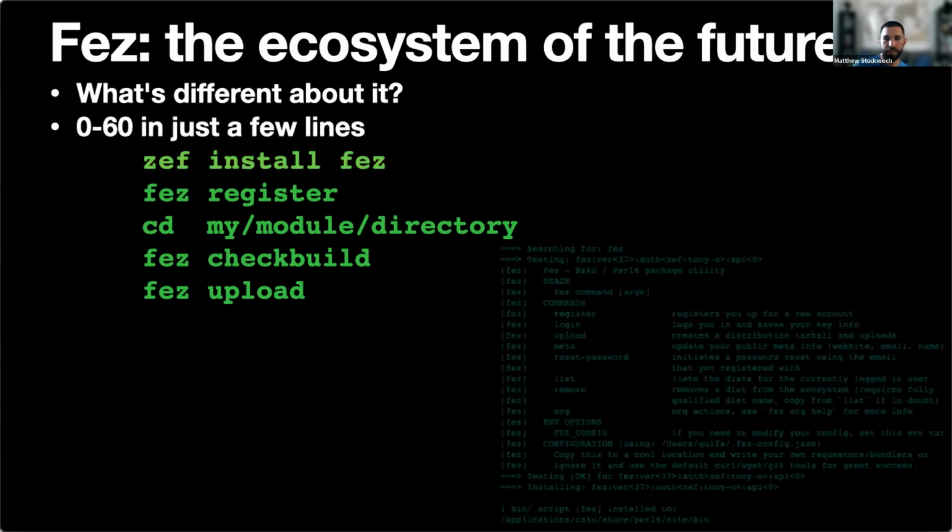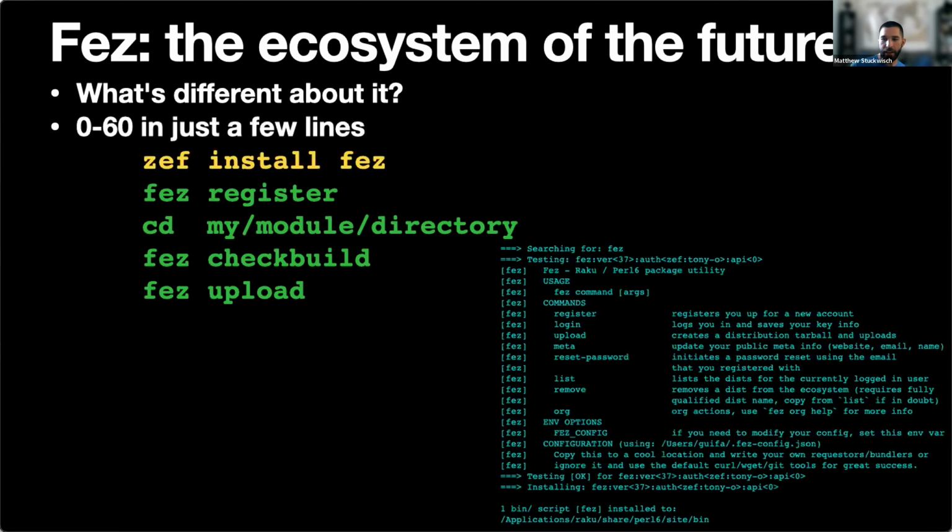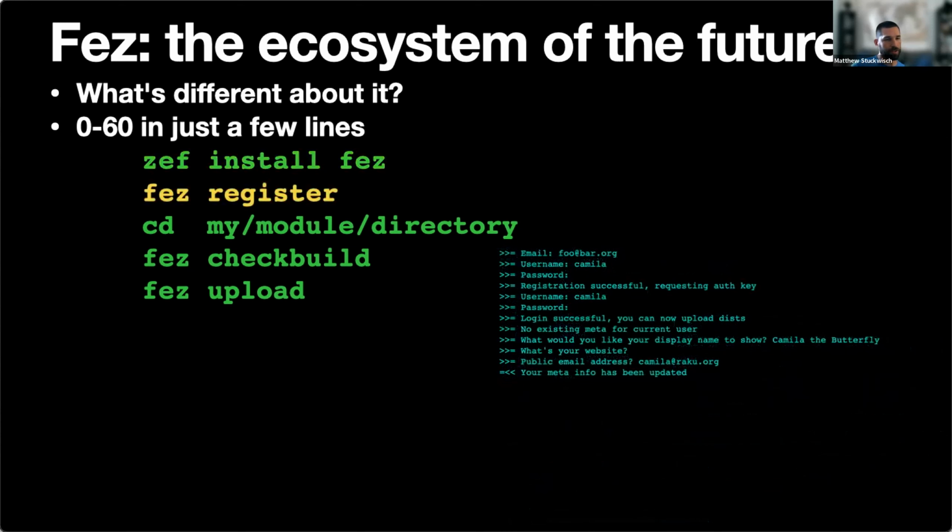You just type in zef install fez, and it'll pop this out. It's kind of cool they have it popping out in the error output as a warning as it's building, to give you all that information on how to use it. Then you type in fez register if you've never used this before. You can see on screen what it'll look like. It'll say, give me your email, give me your username, give me a password. It'll register you, and then you log yourself in. And now you don't have to log yourself in anymore, unless you move to a new machine or something like that.